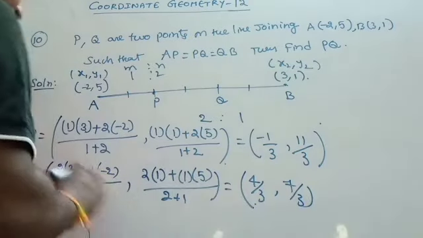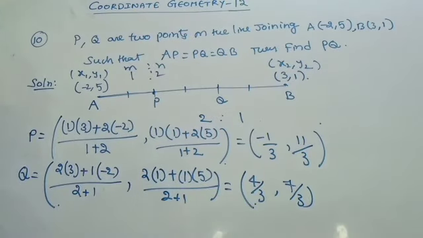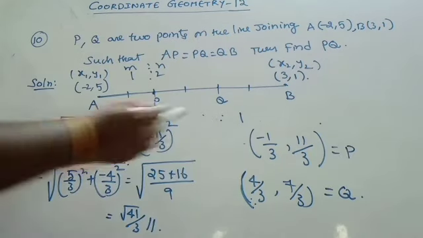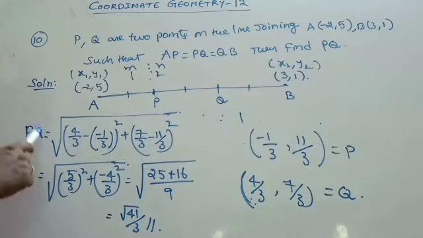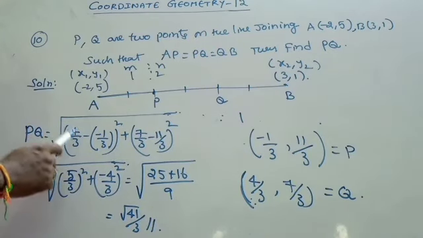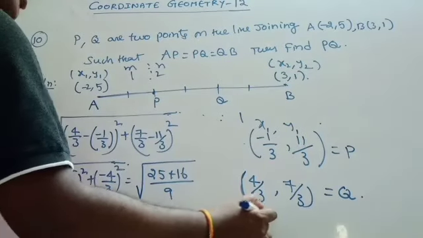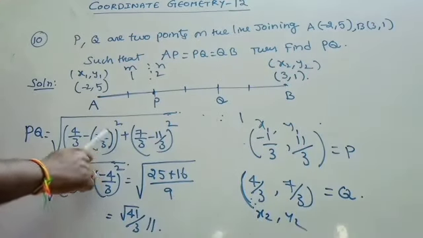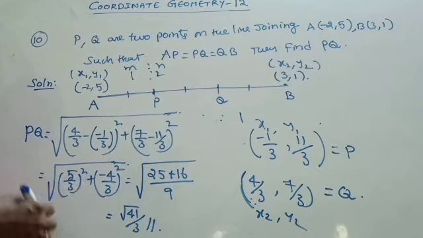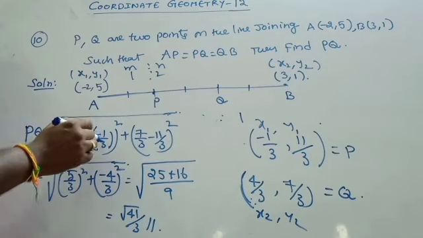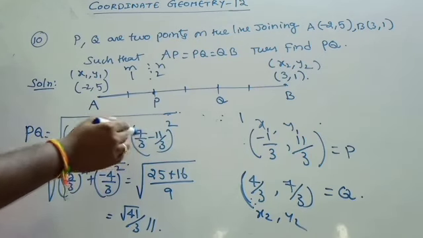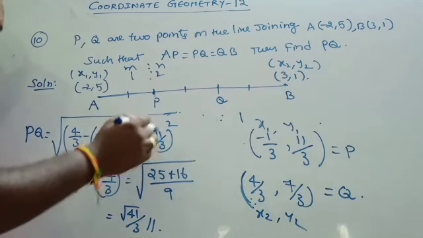Now you know P and Q, so we can easily find the length of PQ by the distance formula. Now P is this and Q is this. Using the distance formula, take P as (x1, y1) and Q as (x2, y2): square root of (x2 - x1) whole square plus (y2 - y1) whole square. That is (4/3 - (-1/3)) whole square plus (7/3 - 11/3) whole square.